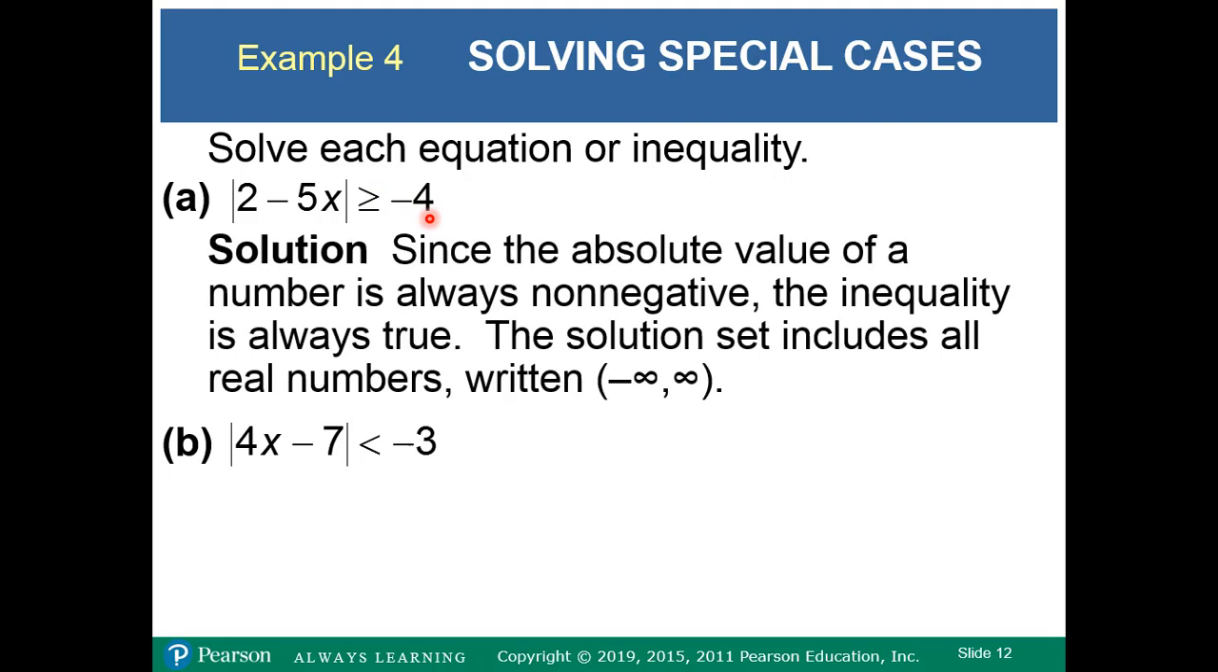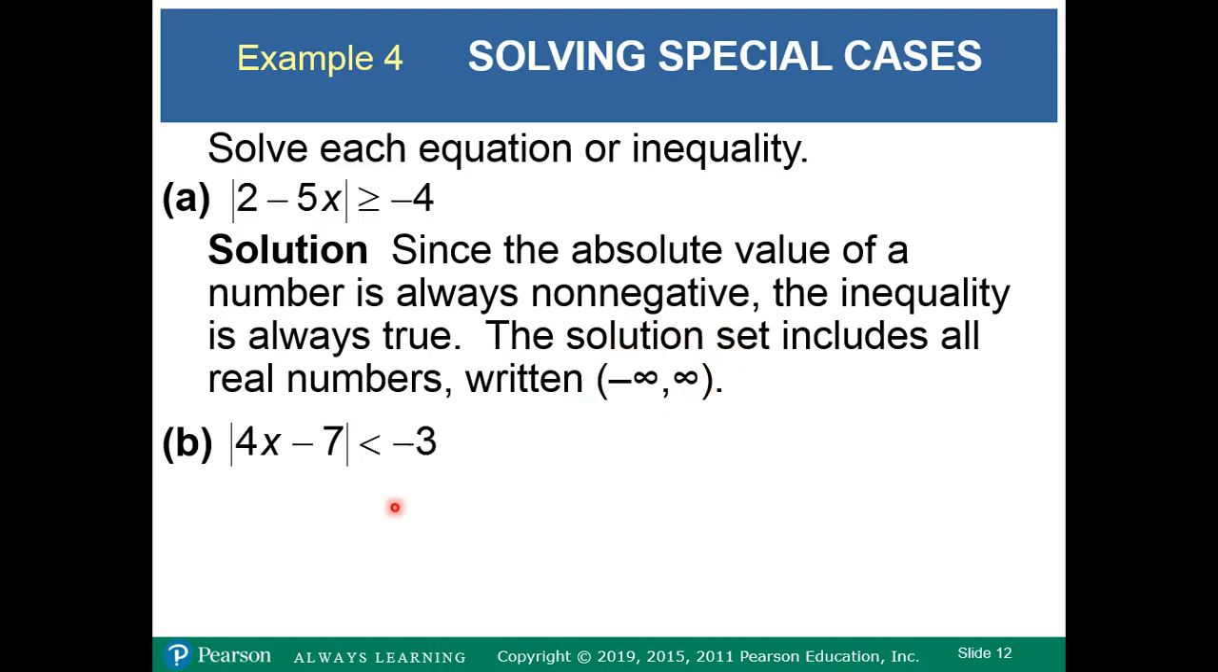So, since the absolute value of a number is always non-negative, see that's negative, the inequality is always true, right? Because this absolute value has to be positive. So this will always be greater than or equal to negative 4 for all values of x. So that means this solution set is all real numbers.